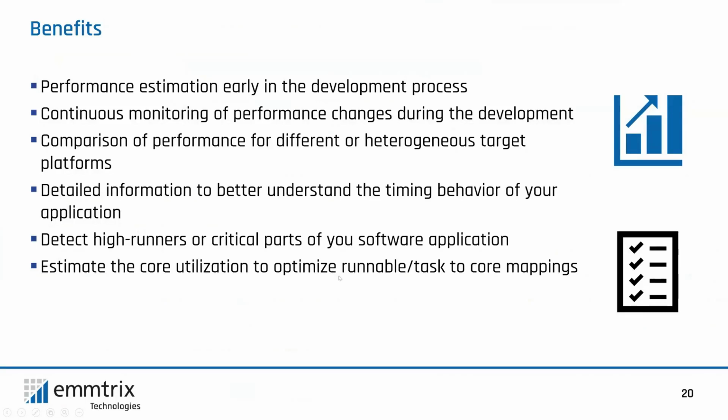You get detailed information. High runners or the critical parts of the software application can be detected very early on. So you know where to focus on if you want to optimize the performance or if you want to analyze the worst case timings or the critical path. And this estimation also helps with the core utilization in parallel applications.